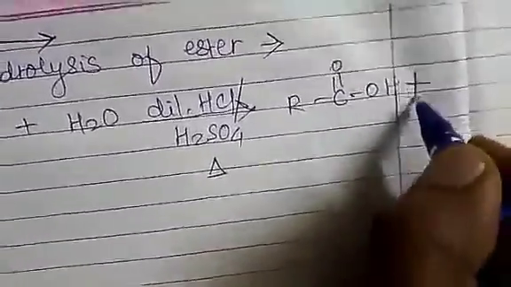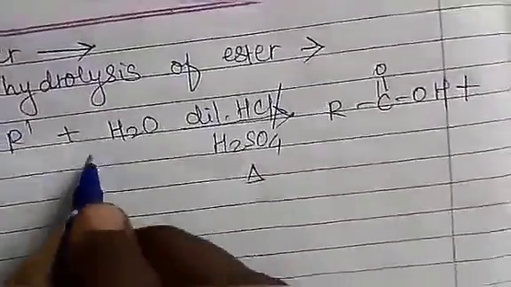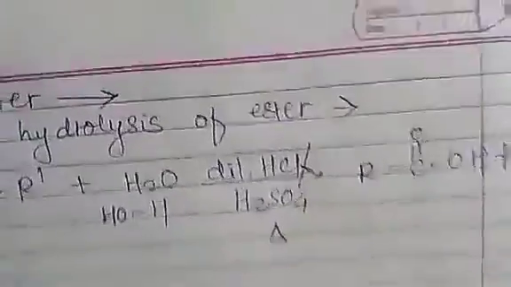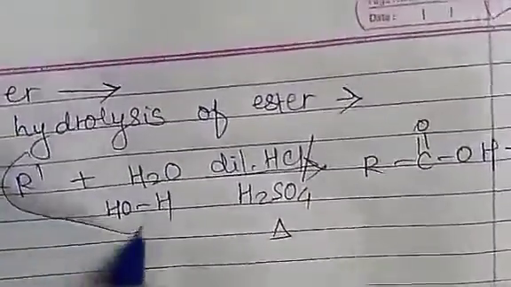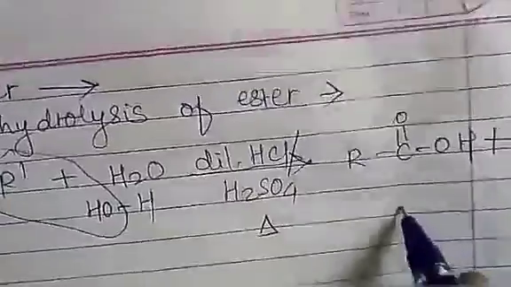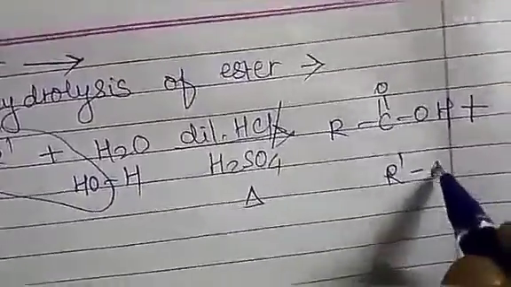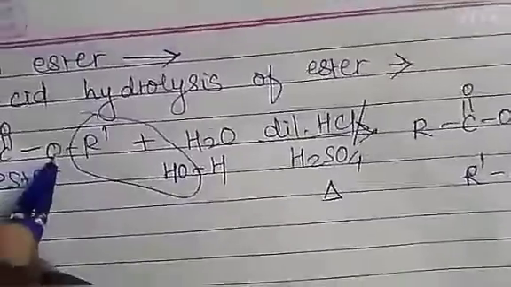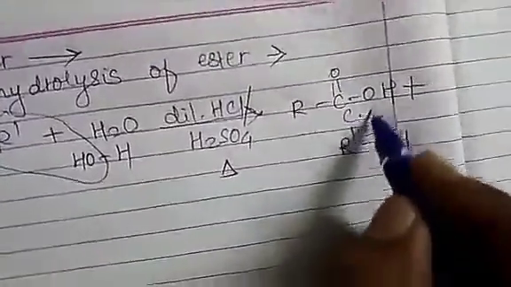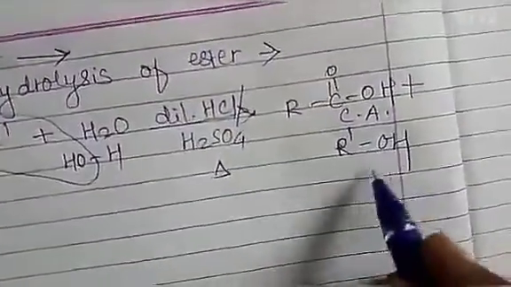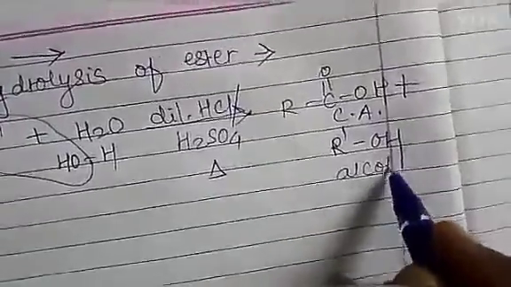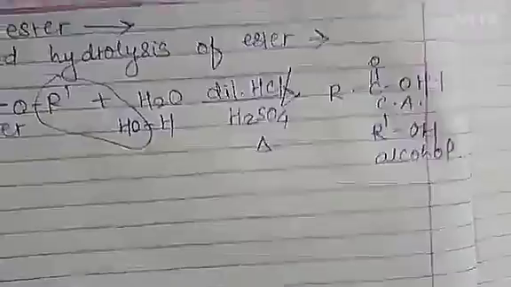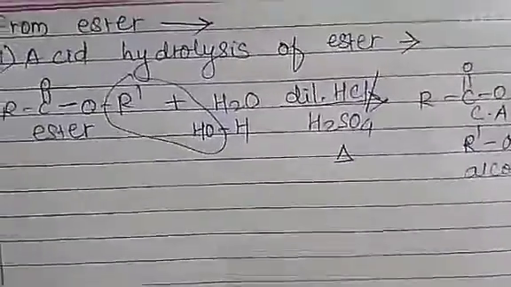Plus, what will be the byproduct? Suppose this HOH water molecule I have written like this, then it will remove the alcohol as a byproduct, that is R-OH, and H will go on this oxygen atom and it will form the carboxylic acid, and the byproduct is alcohol. This is the general reaction of acid hydrolysis of ester.